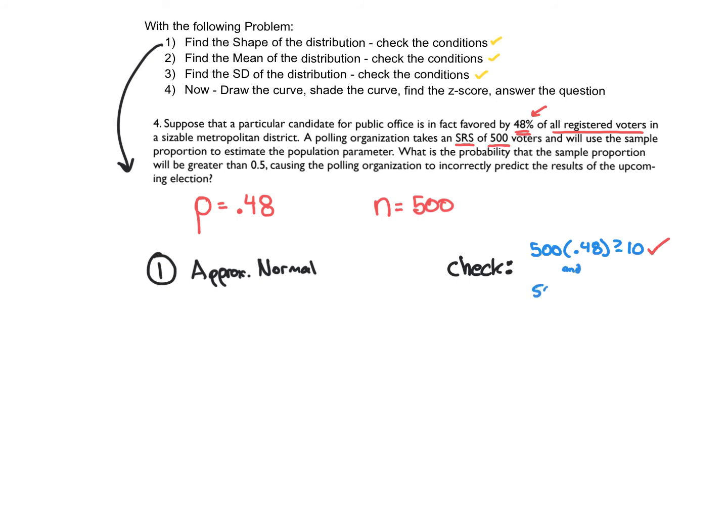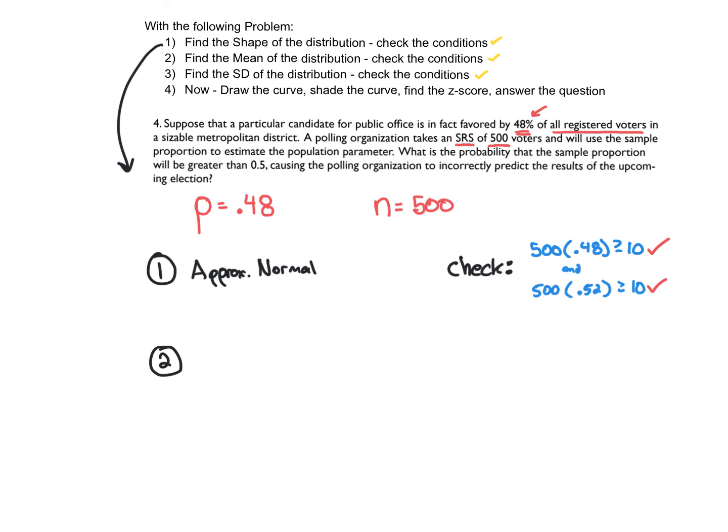And we also want to take 500 times 1 minus P. So I'm going to take 1 minus 0.48, that's 0.52. Make sure it's greater than or equal to 10. Is it greater than or equal to 10? Yeah. Again, don't need a calculator to help out. I think I got that one down. All right, there's number one.